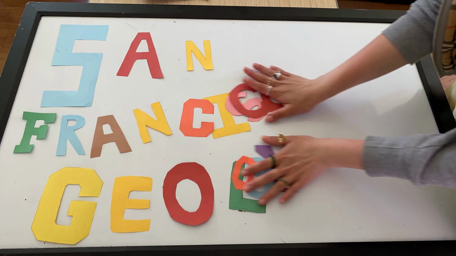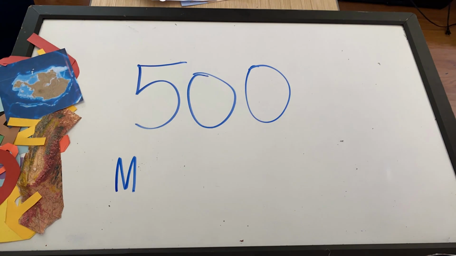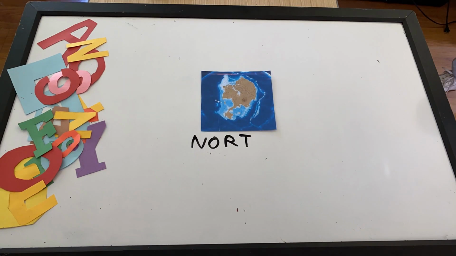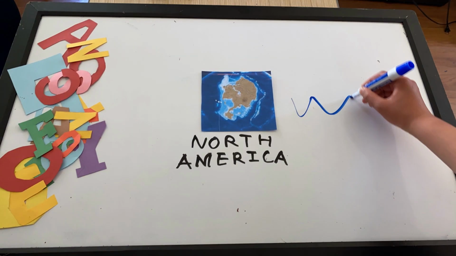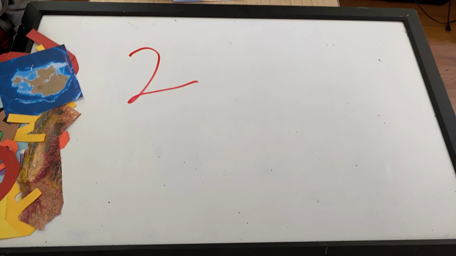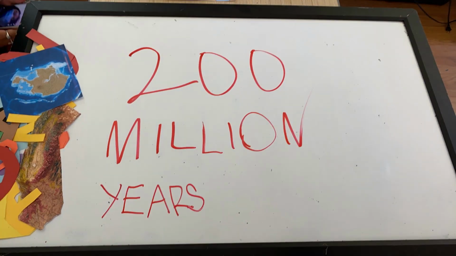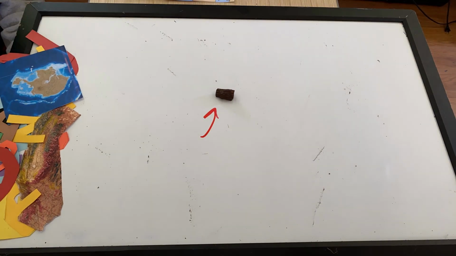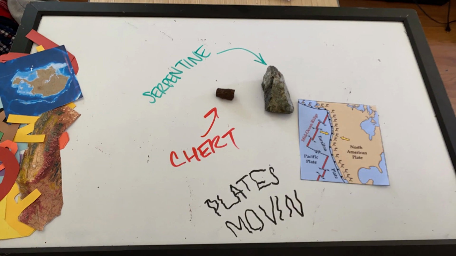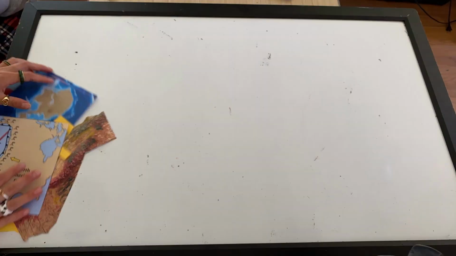500 million years ago, North America is a passive continental margin. At this time, the whole west coast of America, including California, is underwater. 200 million years ago, the oldest rock in San Francisco, chert, is formed. Also around this time, the California state rock serpentine is formed. Additionally, the movement of plate tectonics increases.